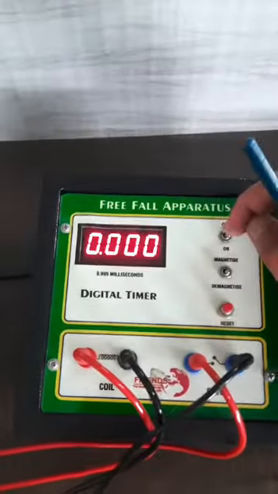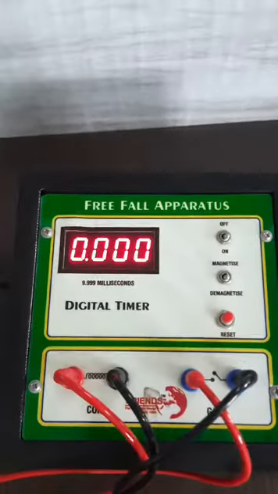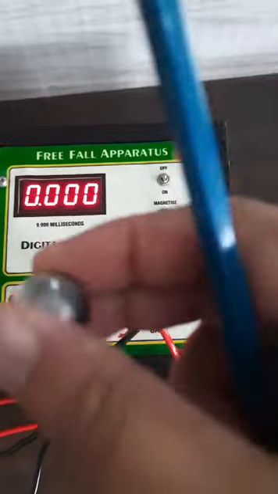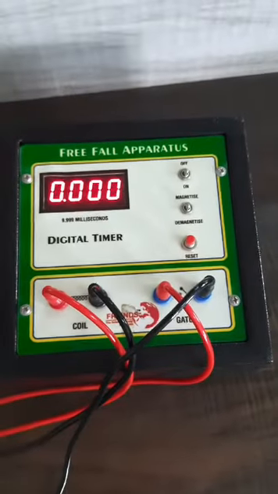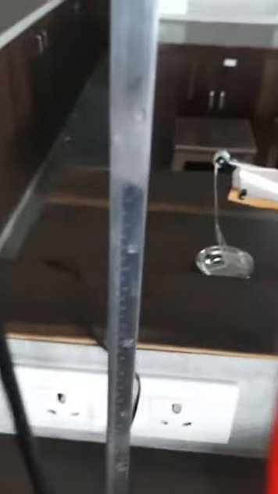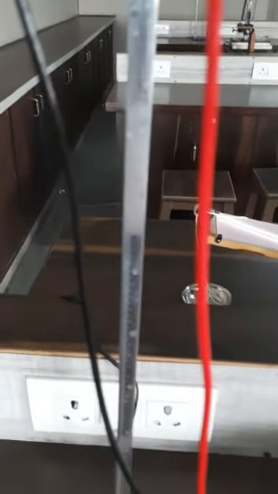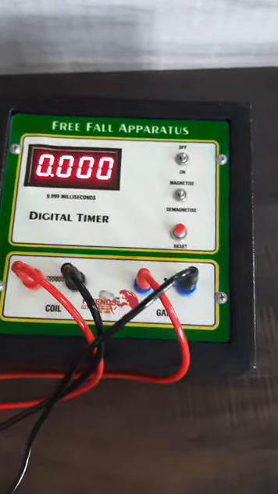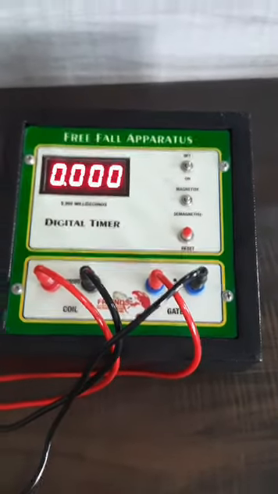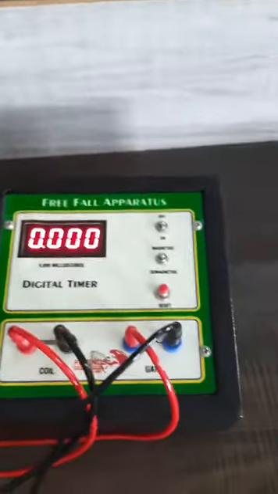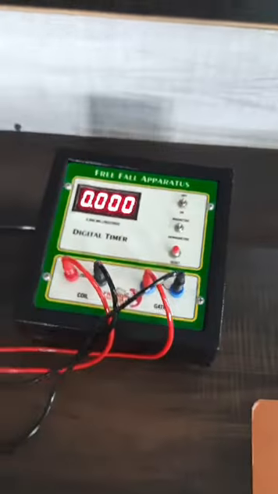So in this we may note down the time taken by this particular body from the top to the bottom, over a particular distance that is adjustable. Here is some scale, and on this scale we can measure. Otherwise we can also take another scale to measure the distance. So by using this we may note down the time taken by the body when it is falling freely from this particular height. Okay, so you can see here, let me show you the lab manual.